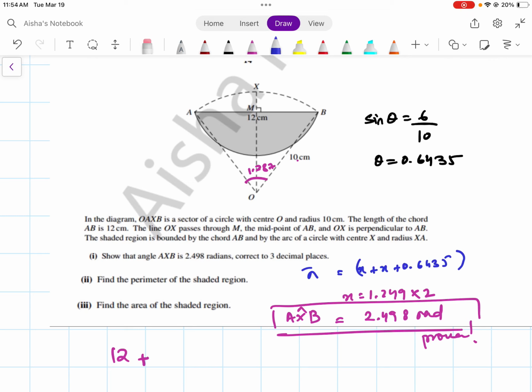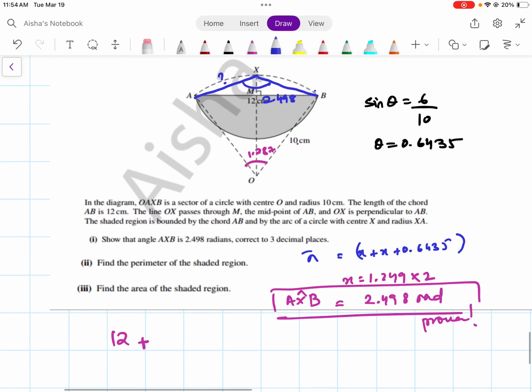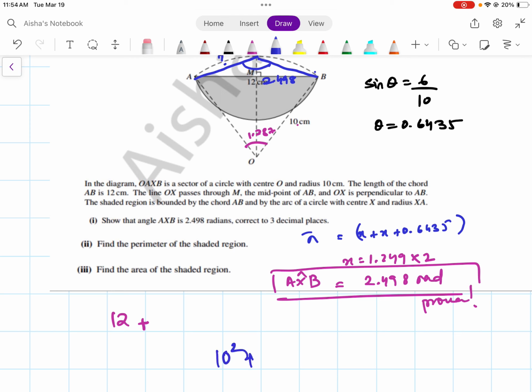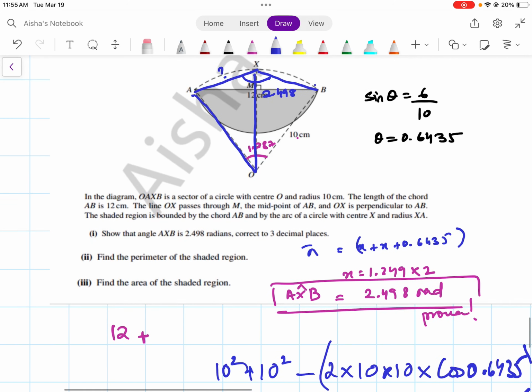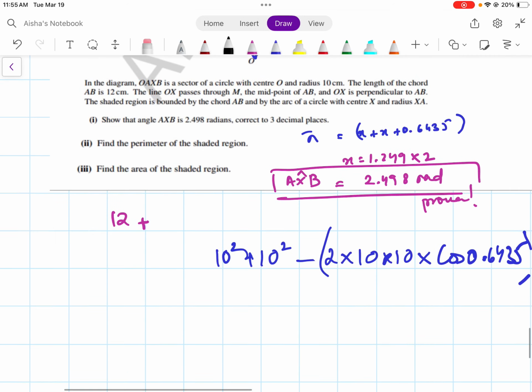Now this one, let's find it out. How will the length come out? Using the same cosine rule. 10 square plus 10 square minus 2 into 10 into 10 into cos 0.6435. So I'm using this triangle to find out this unknown length. That gives you 39.9, under root, 6.32. So this length is 6.32.